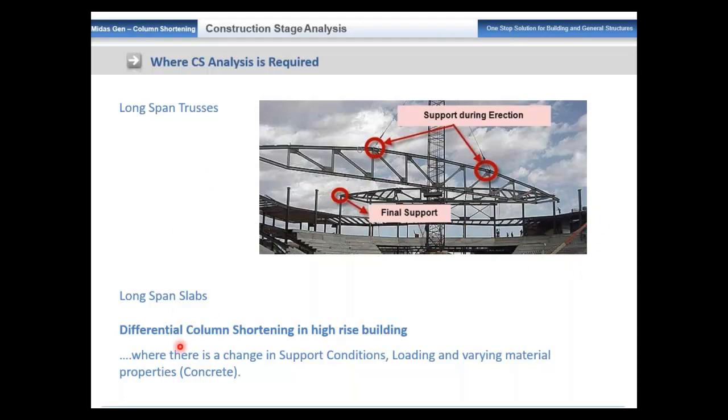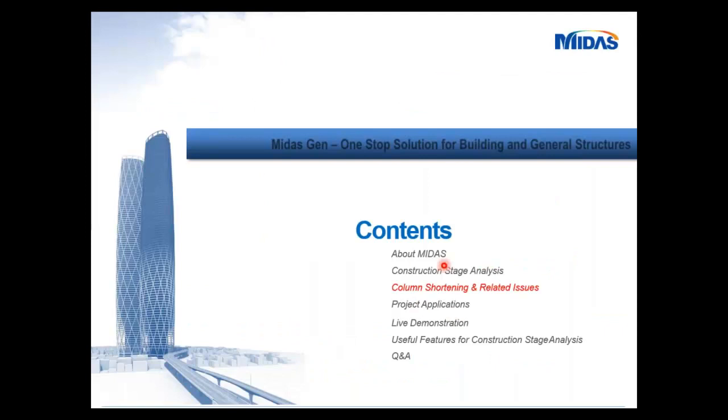Then again, you have long span slabs, that is in the case of bridges. Then again, the differential column shortening in high-rise buildings. Differential column shortening is like whenever you have a change in the support conditions, loading, and the wearing material properties of the concrete. Now we'll look into column shortening and the related issues associated with it.